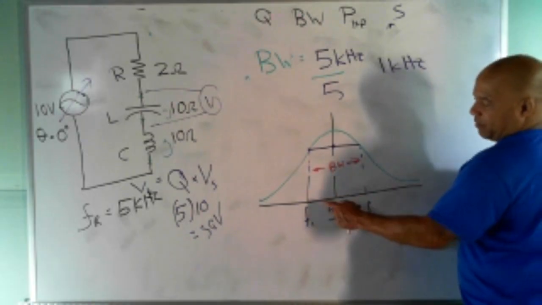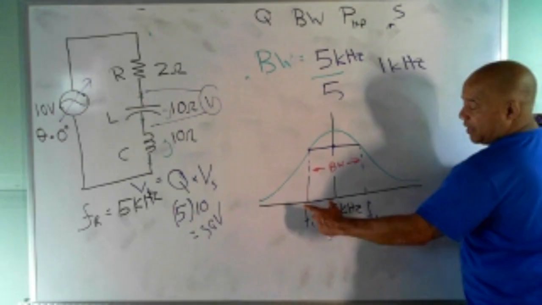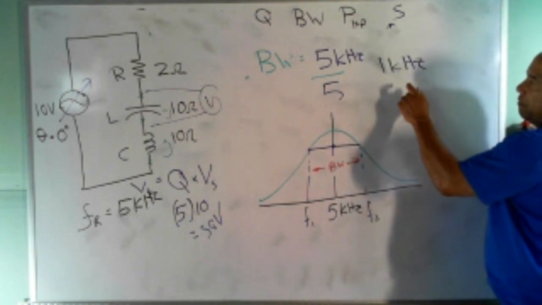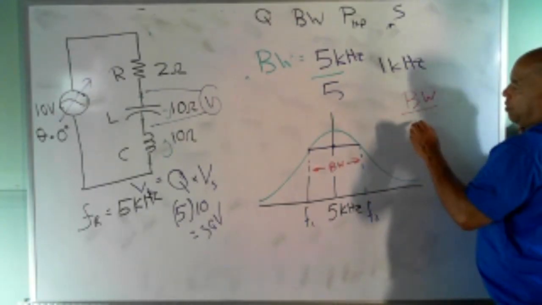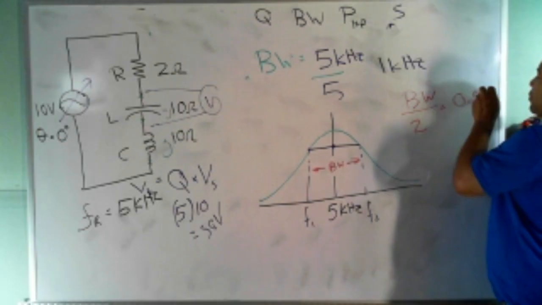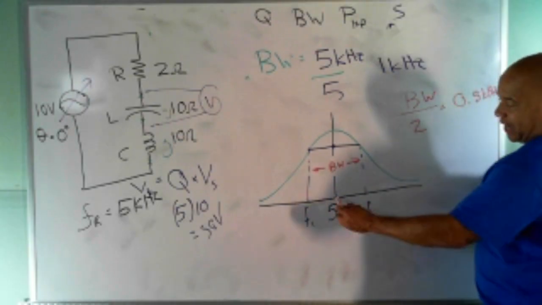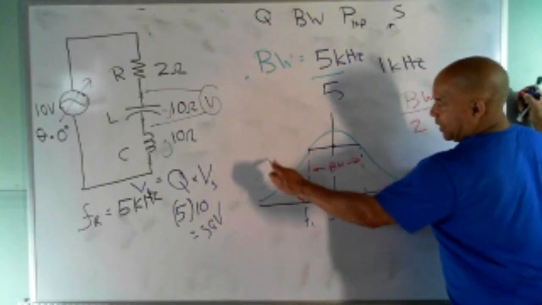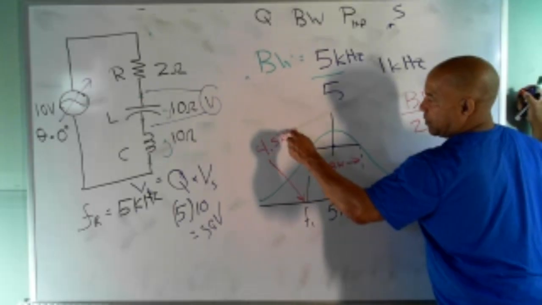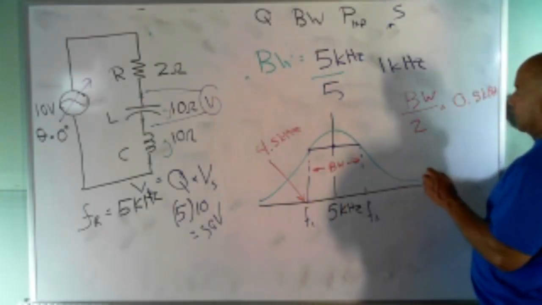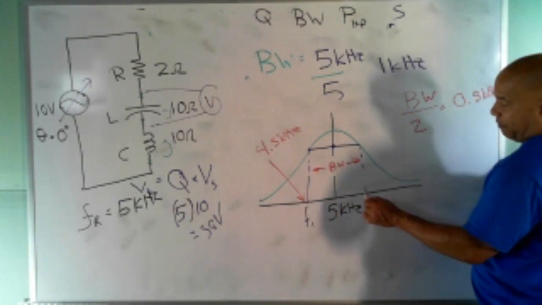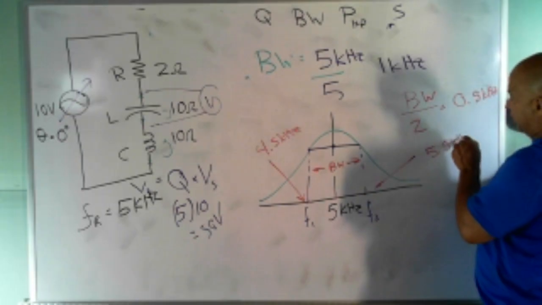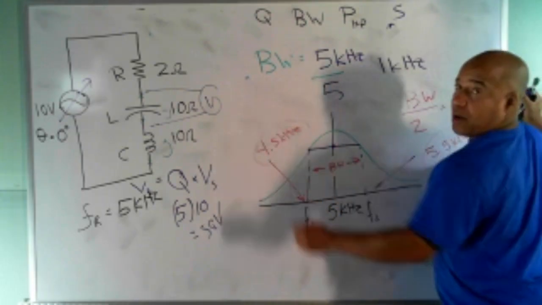Well, if I take the resonant frequency minus half the bandwidth, this gets us the F1, and plus half the bandwidth gets us the F2. The bandwidth for this over 2 is 0.5 kilohertz, 500 hertz. So if I take 5 kilohertz and subtract 0.5 kilohertz from it, I get 4.5 kilohertz. So that frequency right there is 4.5 kilohertz. And if I add 0.5 to it, this frequency right here would be 5.5 kilohertz. So that right there is F2, and this will be F1.